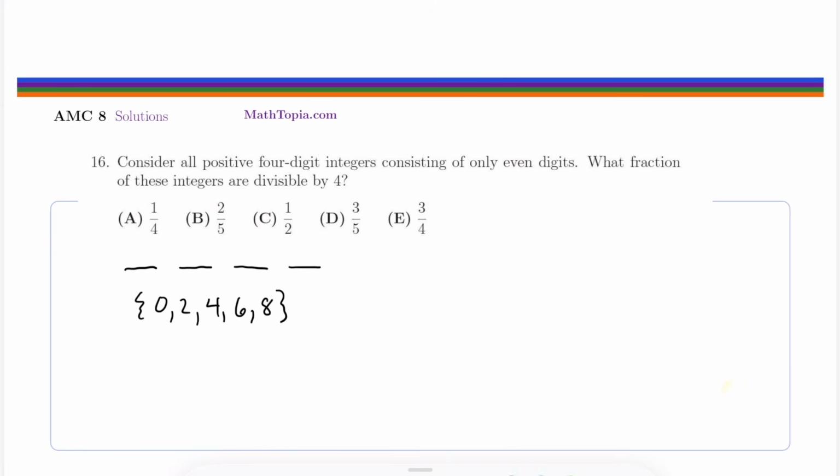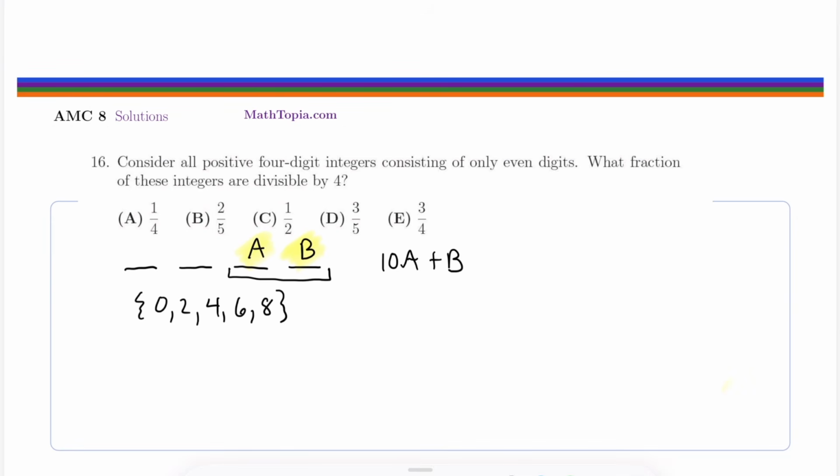In order for a number to be divisible by 4, the number created by its last 2 digits has to be divisible by 4. So that means that we only care about these 2 digits. Let's call them A and B. The number created by A and B will be 10A, because A is in the tens place, plus B, because B is in the units place.